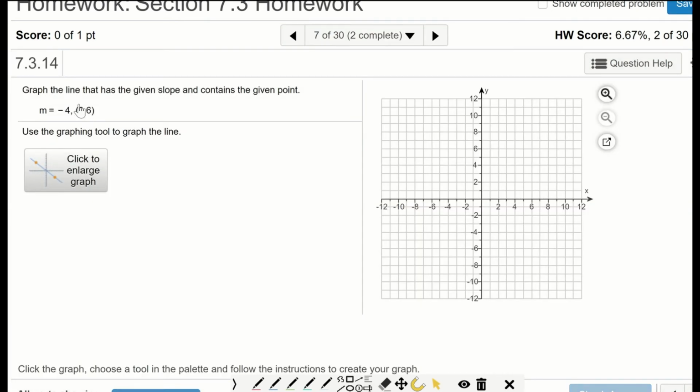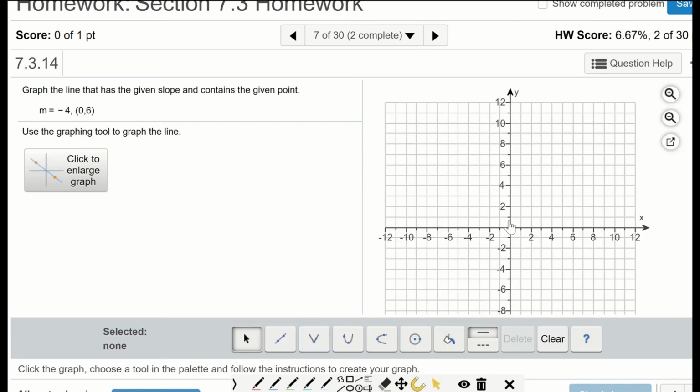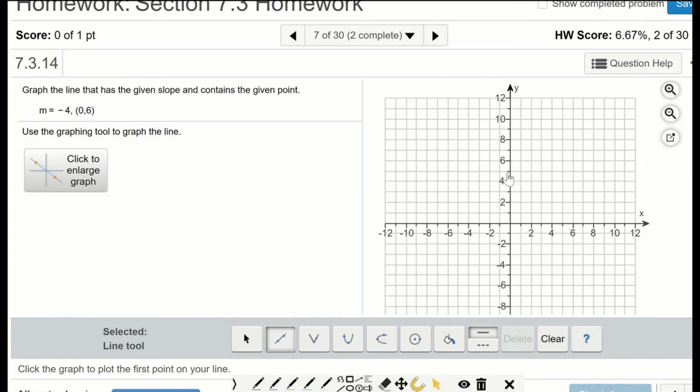So here, notice we're going to start at the y-intercept 0, 6. As always, try to do this on your own first, then come back to the video. That's what the pause feature is for, right? And the slope is -4. So, like so.